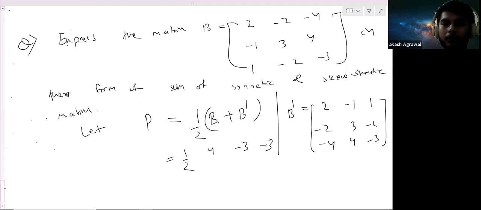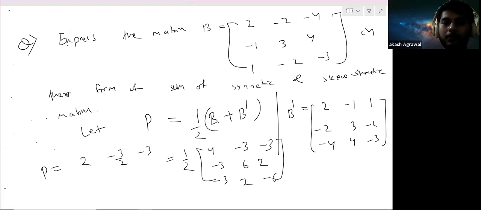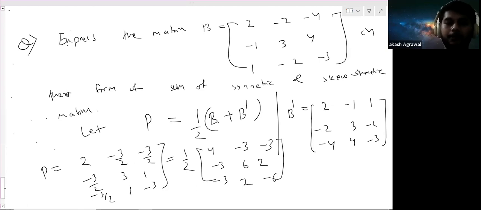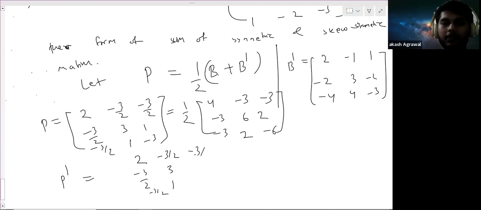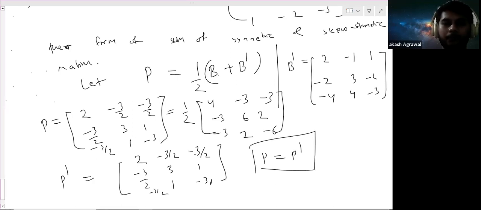So half of B plus B transpose, if you do it, gives 4, minus 3, minus 3, minus 3, 6, 2, 6, 3, 2, minus 6. Very good. So I can say P equals, let's multiply this half inside the matrix: 2, minus 3 by 2, minus 3 by 2, minus 3 by 2, 3, 1, minus 3 by 2, 1, minus 3. Now let's find P transpose: 2, minus 3 by 2, minus 3 by 2, minus 3 by 2, 3, 1, minus 3 by 2, 1. So we can see P equals P transpose. So P is a symmetric matrix.